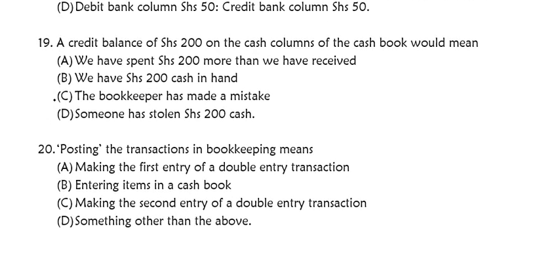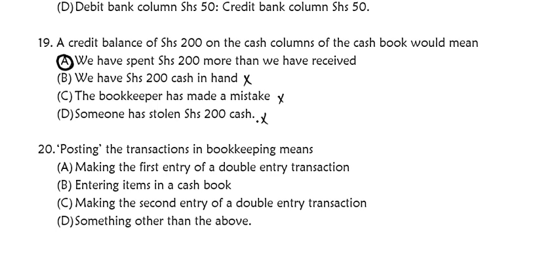A credit balance of shillings 200 on the cash columns of the cash book would mean we have spent shillings 200 more than we have received. Normally the cash column of the cash book should be having a debit balance, but when you find that now the balance is a credit one, then it means that you've spent more than what you have received. It's not cash in hand. If it's to be cash in hand of 200, then it would have been a debit balance as we have seen up there. The bookkeeper has made a mistake, someone has stolen shillings 200 cash, no. So it means that we have spent shillings 200 more than we have received. That is if your cash column of the cash book shows a credit balance.